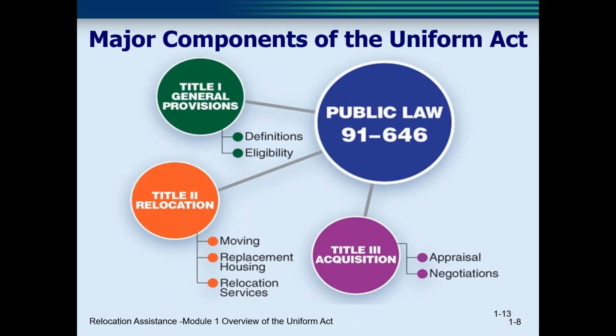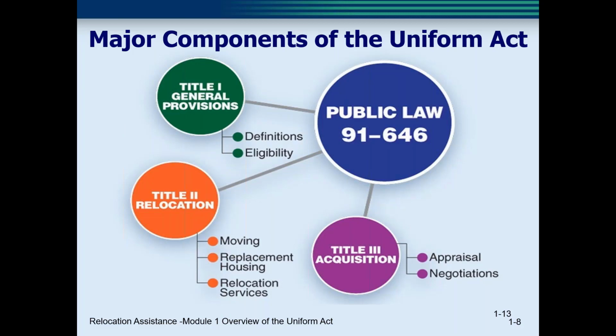So in the Uniform Act, there are 3 titles or parts. Title I contains the general provisions, definitions, and it defines the eligibility for a displaced person. Title II addresses relocation assistance. Title III is labeled Uniform Real Property Acquisition Policy, and it includes appraisal and compensation issues.